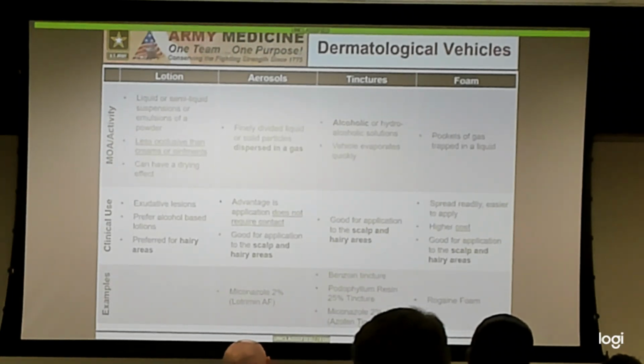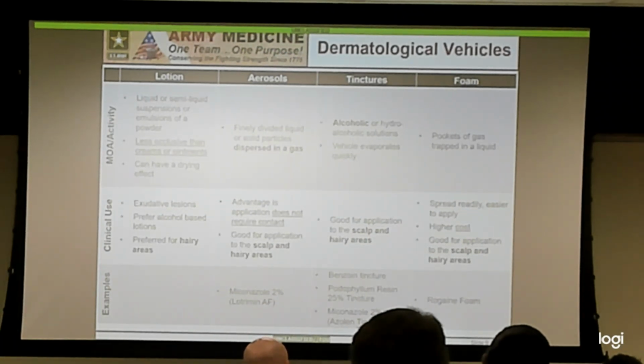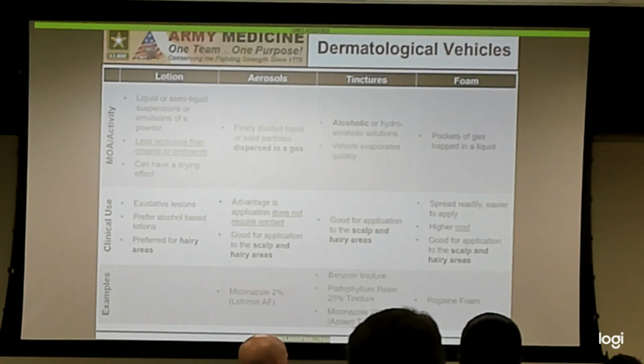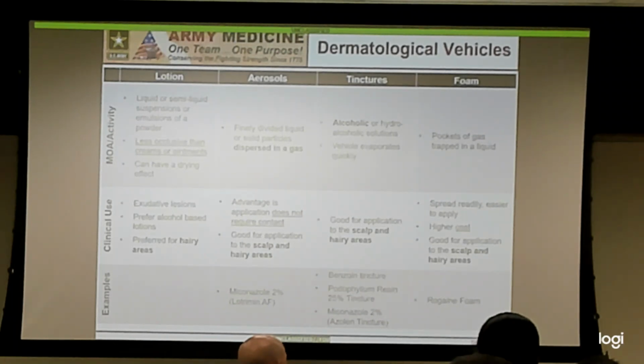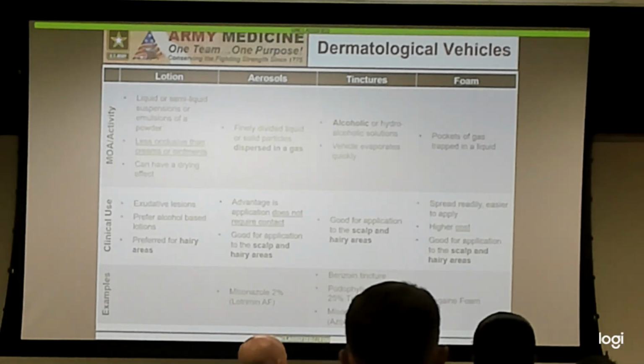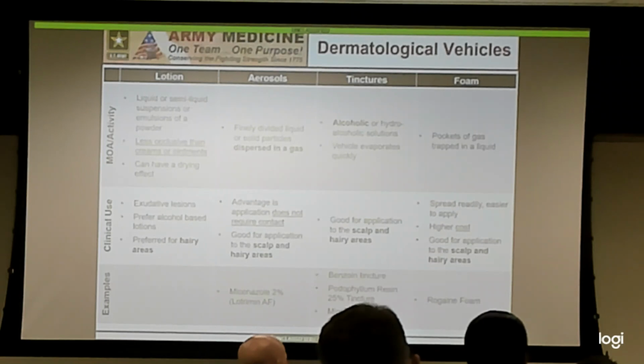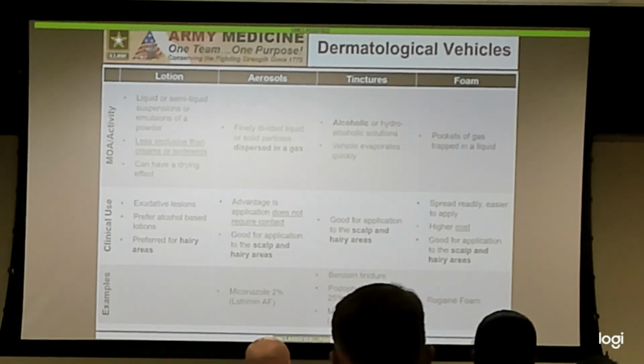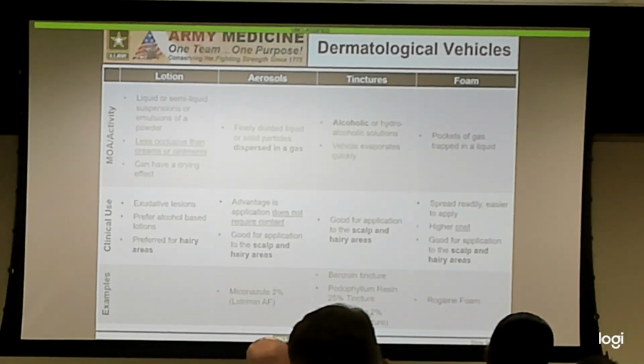Aerosols, so this is dispersed in gas. Make sure that your patient shakes it because whenever they let it sit, a lot of the medication that's suspended in the gas is going to sink to the bottom. So they shake the can usually before they use their medication. The reason why we like this is because it's not something that they actually have to put on the skin. It's not something that we have to worry about. Did they clean their hands before and after they applied it? They can just spray it on whatever the affected area is.